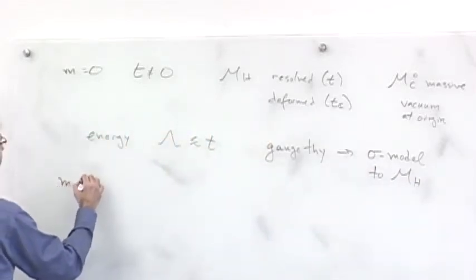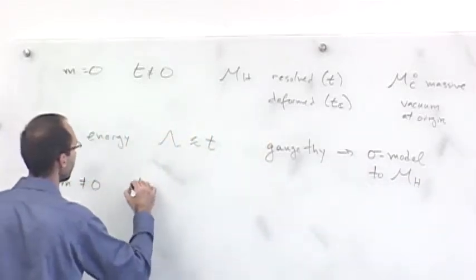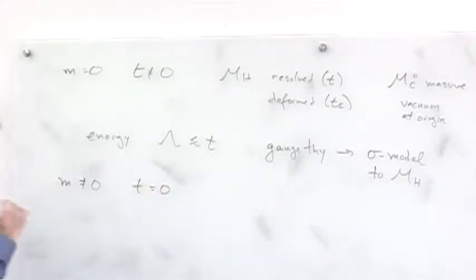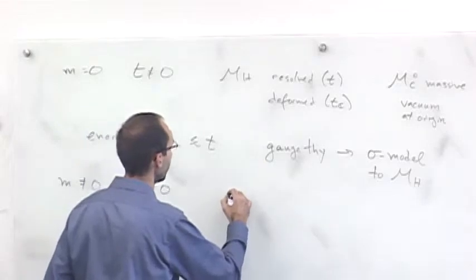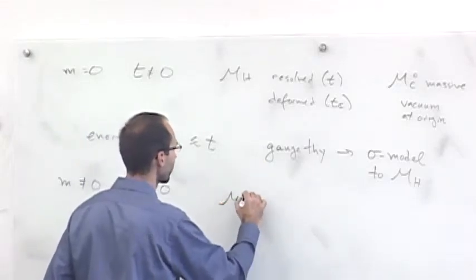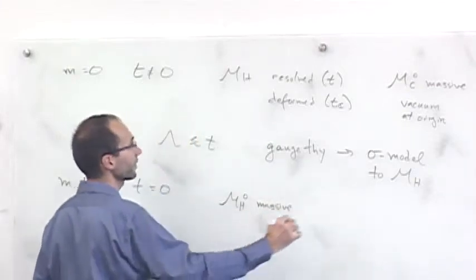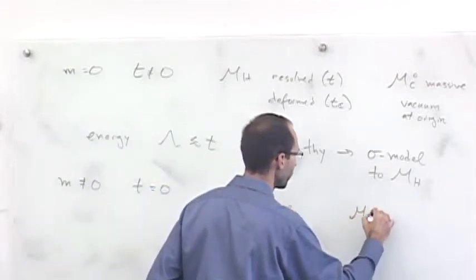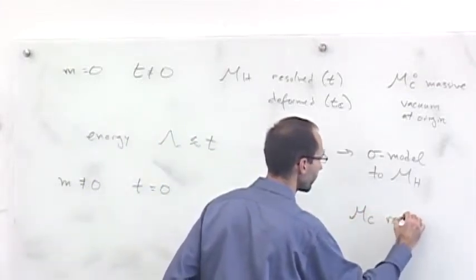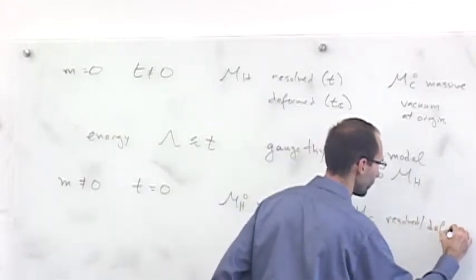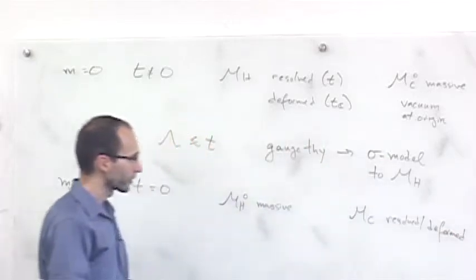And the opposite thing is true if I turn on generic masses and kill the FI parameters, then the Higgs branch has a single vacuum at the origin, and the Coulomb branch is resolved or deformed, depending on whether I turn on real or complex parameters.